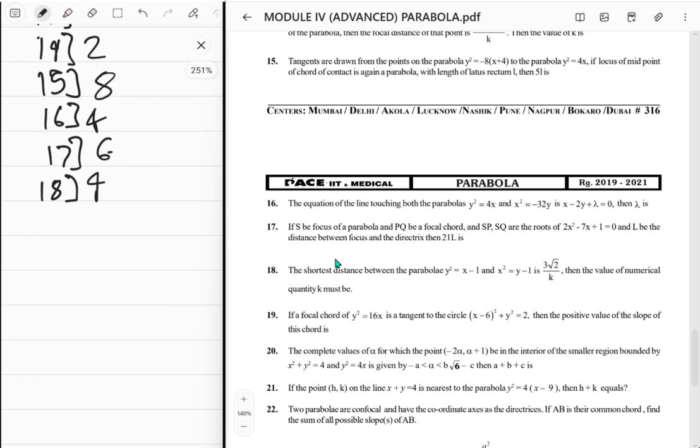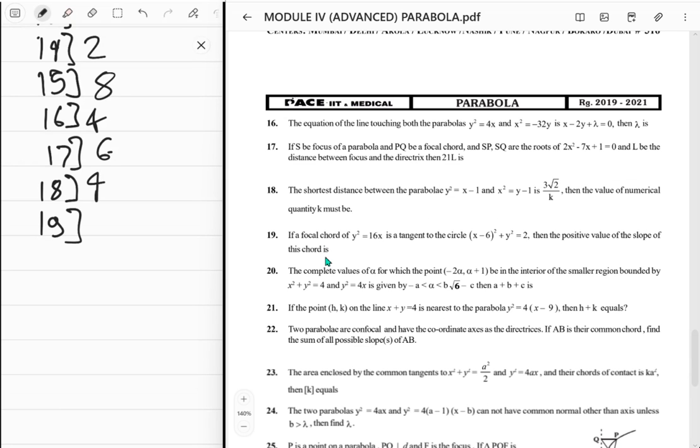19. The shortest distance between this parabola and that parabola is this guy. Oh, we did this. Sorry.